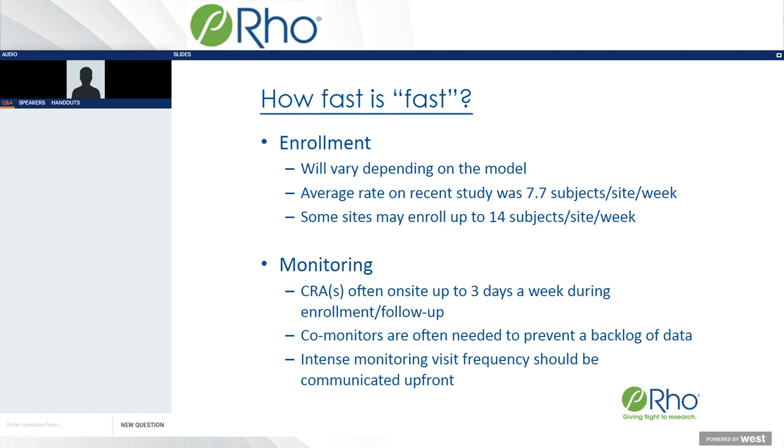So when we talk about fast enrolling studies, I know everyone has their own perspective of what that means. So what we are talking about here at Roe, when we say fast, these are the metrics that we are referring to. As I mentioned, your enrollment will vary depending on the model that you use. So the middle bullet there, you'll see average rate on a recent study. These are more of the bunionectomy and the abdominoplasty. You'll see anywhere from 6 to 8 subjects per site per week as an average. There are some sites that have run these studies very frequently. They know how to recruit very well, and you may see up to 14 subjects at these sites for each week.